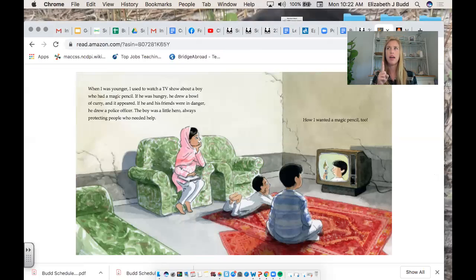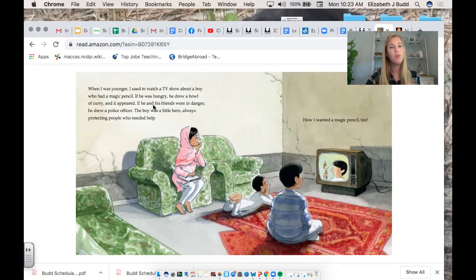I want to stop right there, guys. I see a word that you might not be familiar with. Do you know what curry means? If you knew what it meant, that means that you could use your background knowledge to figure it out. If you don't know what it means, let's look at our context clues.